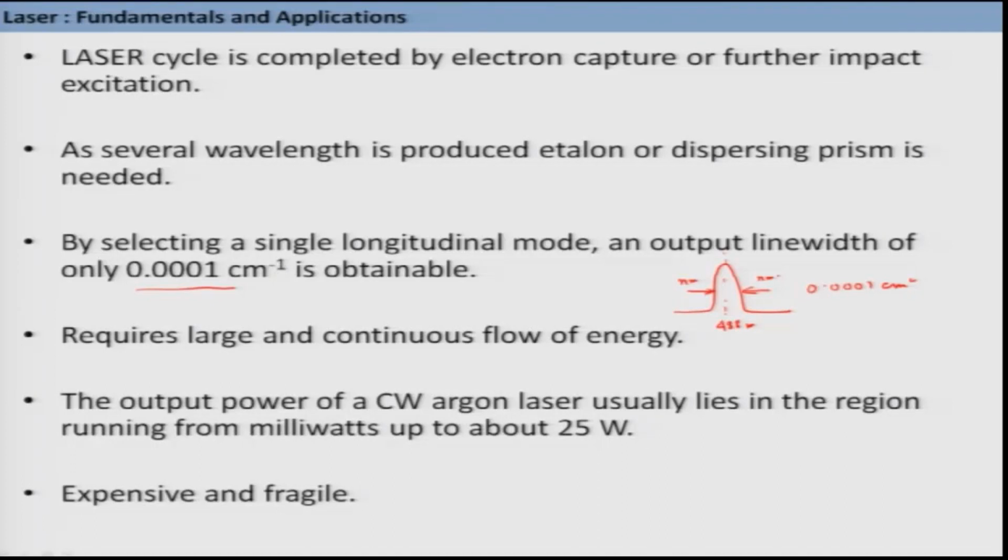So you need to pump it really hard. You can get quite decent power from argon ion lasers. It can range from a few milliwatts to a few watts, like 20-25 watts. Now we have seen in the case of the HeNe laser, they are very handy.